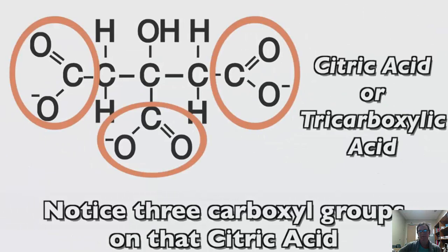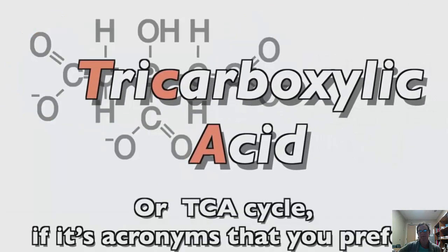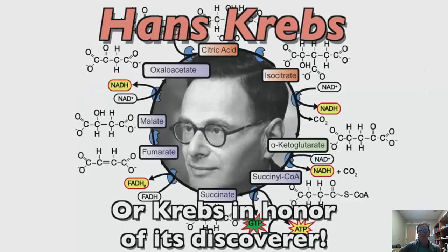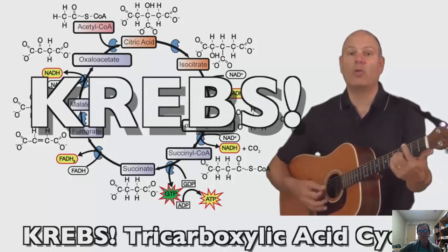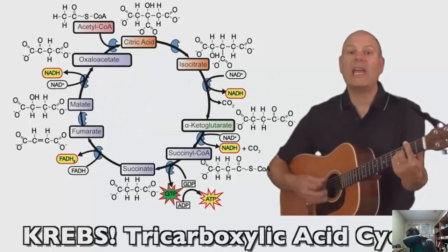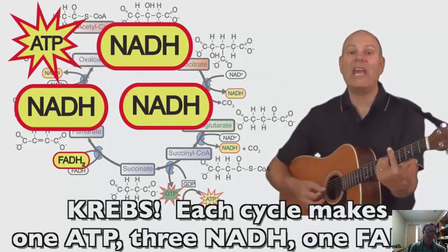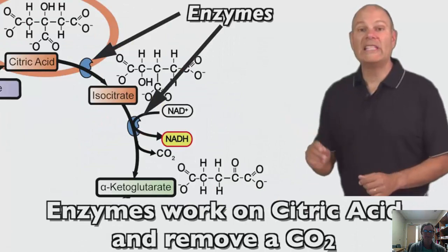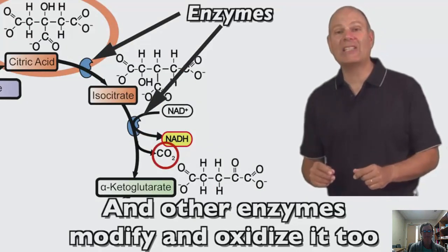Notice 3 carboxyl groups on the citric acid. That's why the cycle's also named for tricarboxylic acid, or TCA cycle. If it's acronyms that you prefer, Krebs in honor of its discoverer, Krebs. It's a citric acid cycle, Krebs. Tricarboxylic acid cycle, Krebs. Each cycle makes 1 ATP, 3 NADH, 1 FADH2. Enzymes work on citric acid and remove the CO2, and other enzymes modify and oxidize it too.